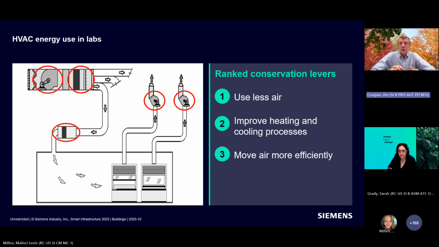Number one is use less air. Number two is heat or cool more efficiently. Number three is move the air more efficiently. And when we go into the large menu, Sarah's going to talk about a lot of energy conservation measures. This is a good way to keep them in mind and rank them, and say, where's our best opportunities? Where's our least or less valuable opportunities?